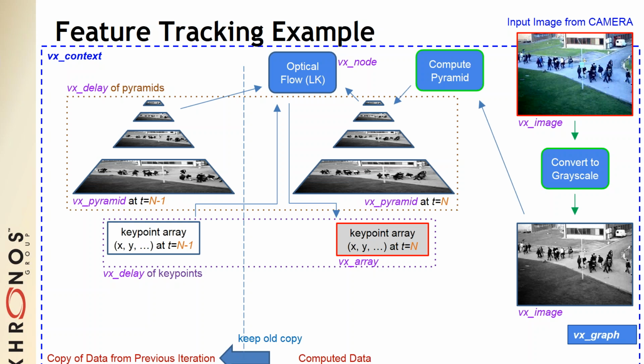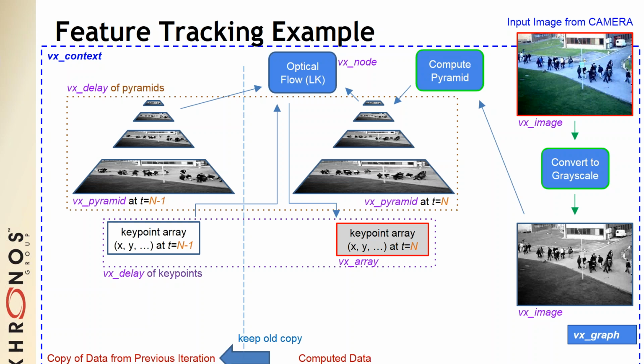This takes care of building that tracking graph. If you look at this particular example, you're taking an RGB image as input, converting it into grayscale, and then computing a pyramid, and then running optical flow, looking at the pyramid of the current image and the previous image, and looking at where the key points are in the previous image. From that, you're computing key points in the current image, where you see key points at t equals n, and n stands for now. Once you've built a graph like this, we're going to go into more detail step by step in the next slides.